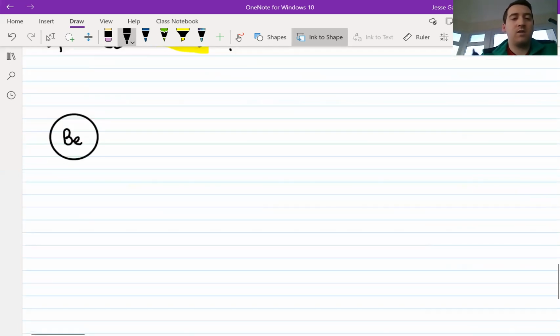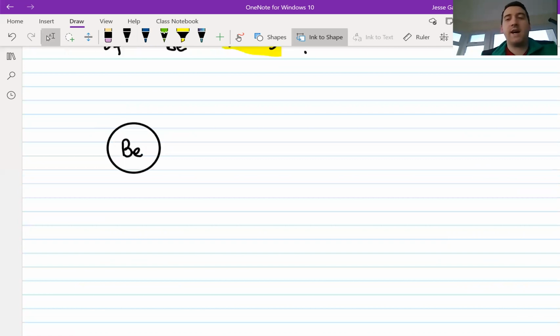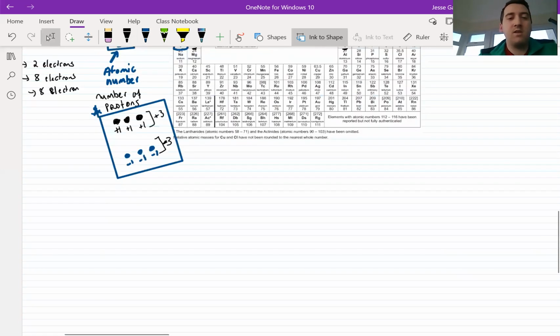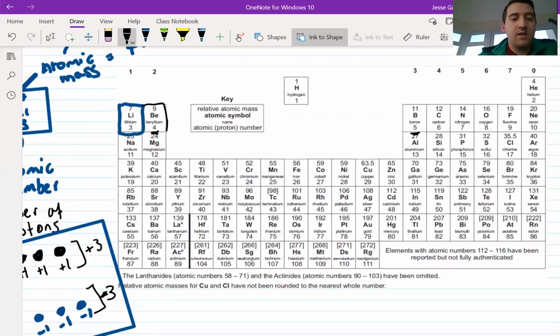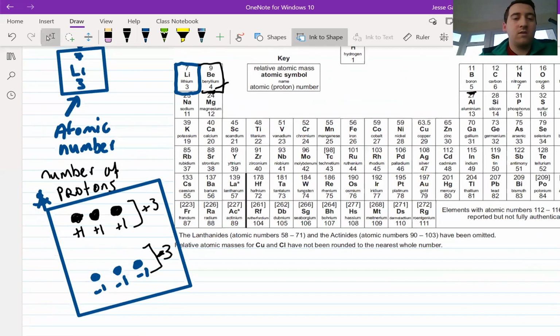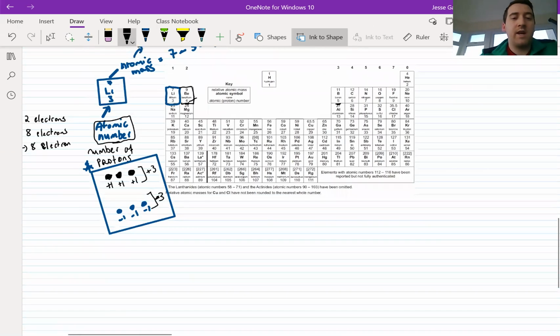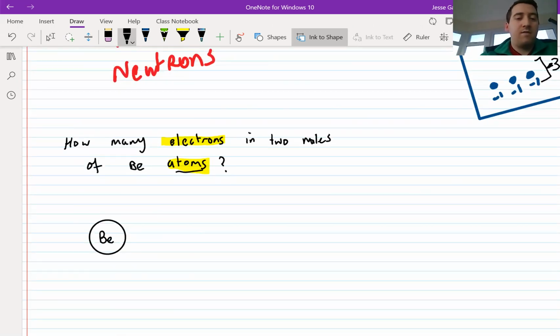So what I want you guys to do is draw an atom of beryllium. Actually, I'm going to do this one with you. All right, so let's go to our periodic table and find our element beryllium. Here it is. Beryllium has an atomic number of 4. That means it's got 4 protons. So the number of protons is the atomic number. And if it's got 4 protons, it has to have an equal number of electrons because this is an atom, okay? So in a beryllium atom, you have 4 electrons.